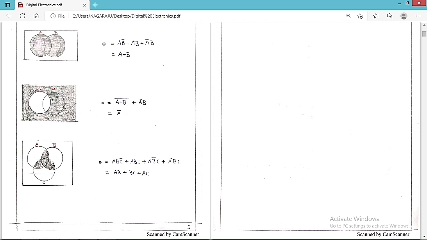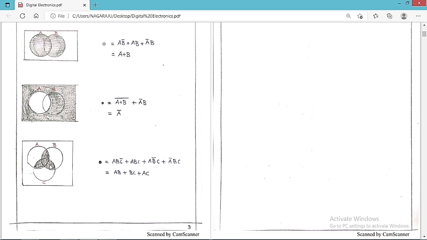This is called B into C into A bar. And this is basically A into C into B bar, and this is called A into B into C. So you can see clearly this is A into B into C bar, this is ABC, this is A into C into B bar, and this is B into C into A bar.